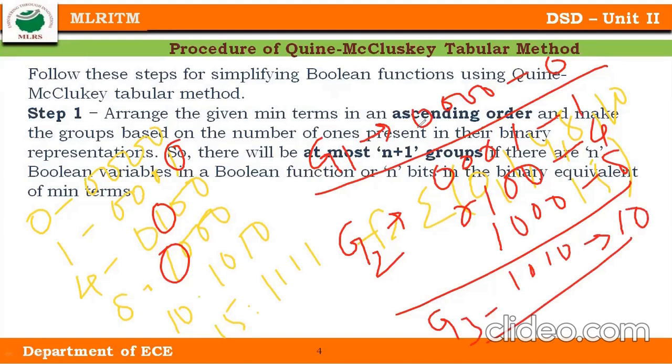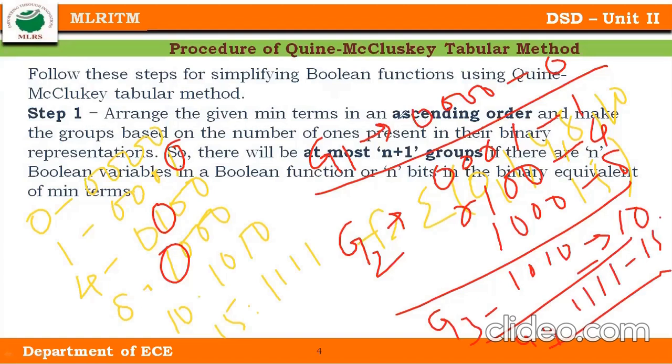So why, sir? Is there another? No, because group 3 is the one having 2 ones. Then I'll go for group 4. I need to check: are there any 3 ones in the binary values? If there is no such term, then leave it. Then go for 4. Yes, I have 4 ones. So 15. So like this, I need to pick the groups.